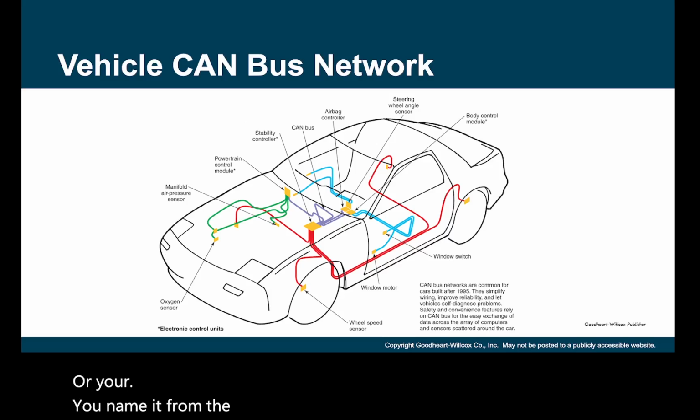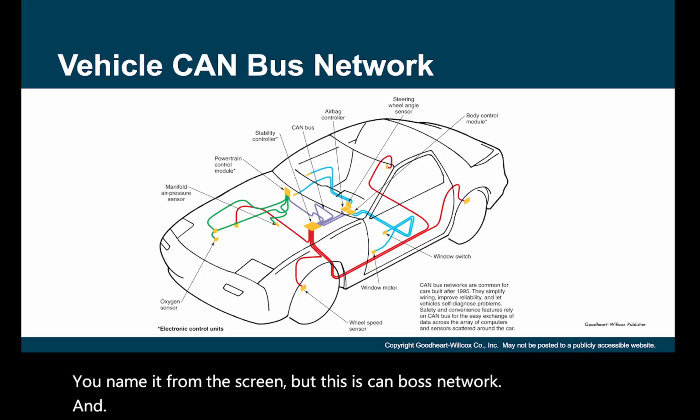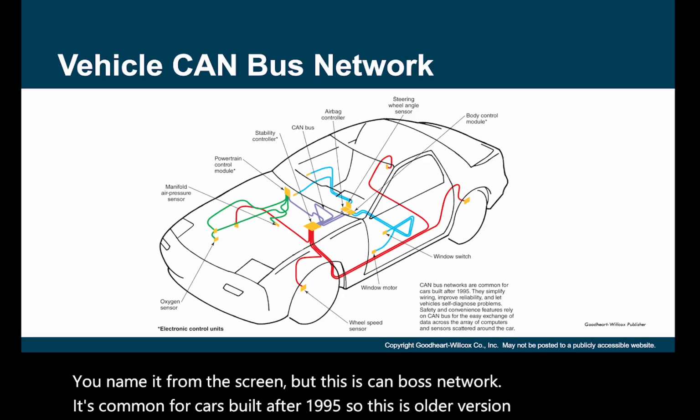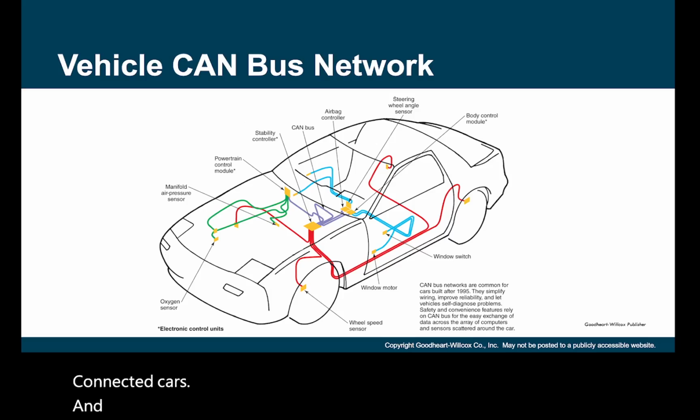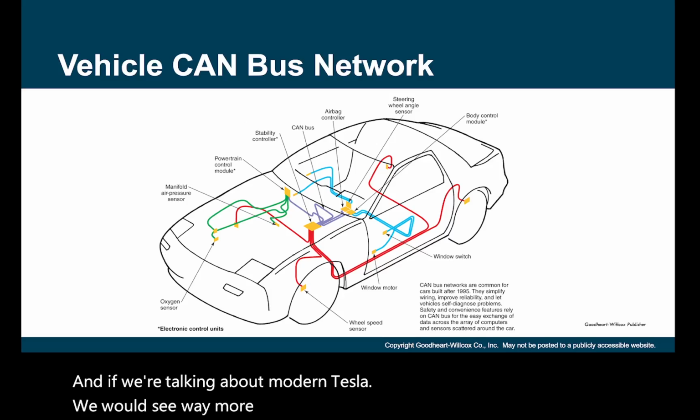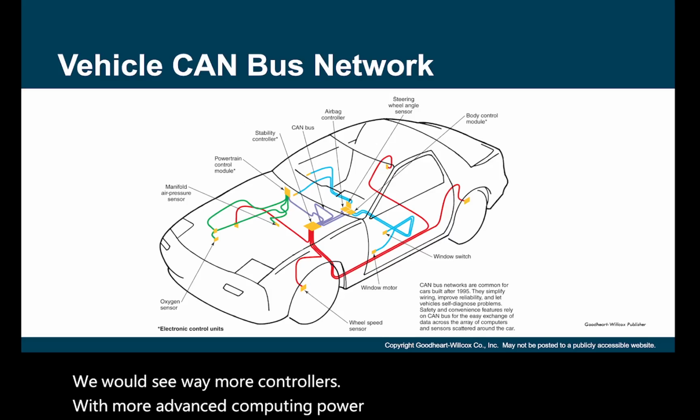But this is a CAN bus network, and it's common for cars built after 1995. So this is an older version of connected cars. If we're talking about a modern Tesla, we would see way more controllers with more advanced computing power, pretty much like your computer.